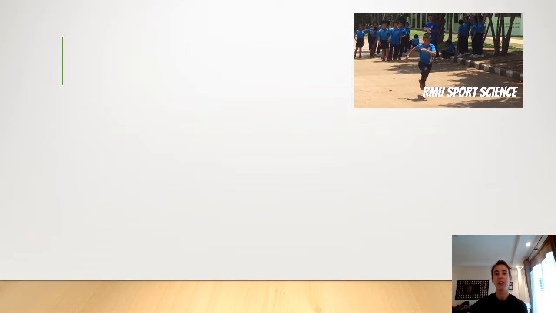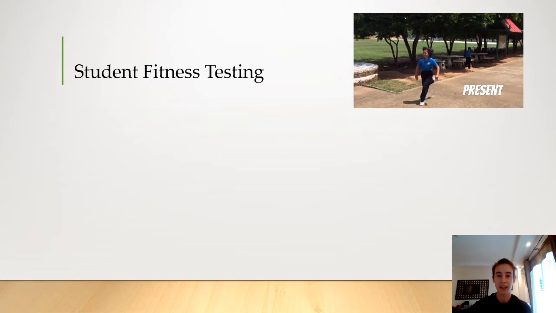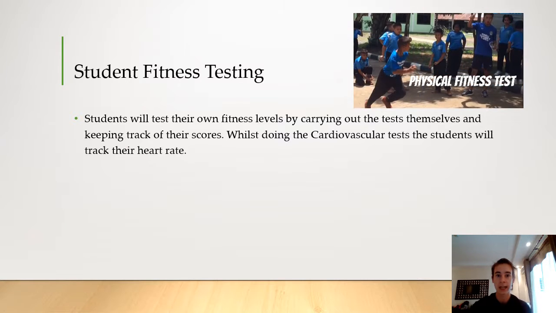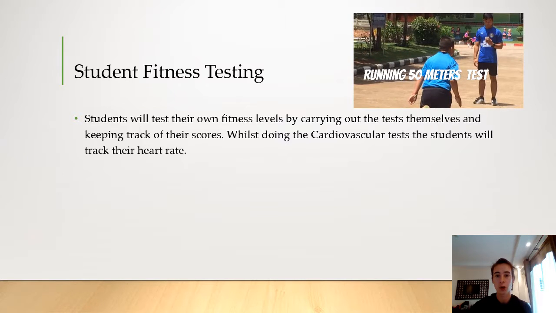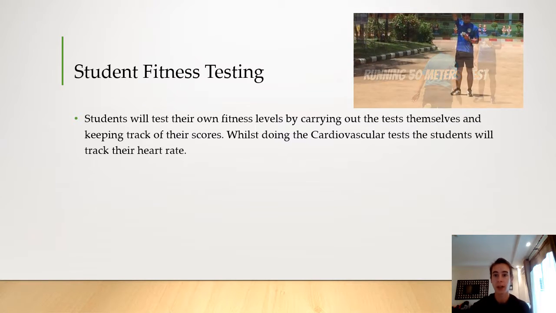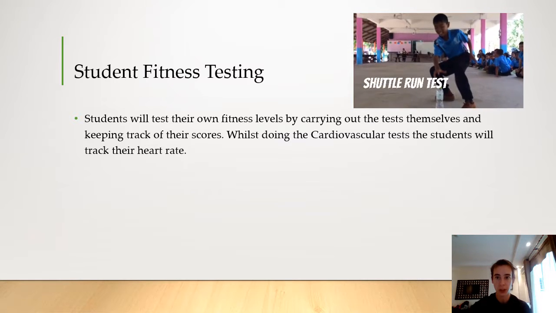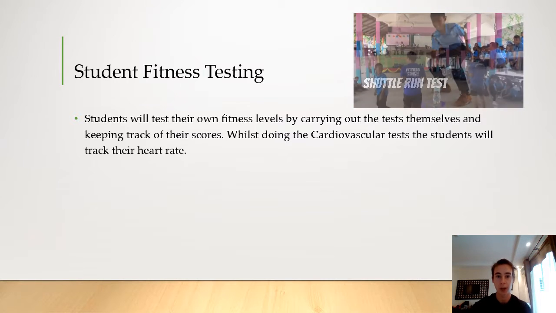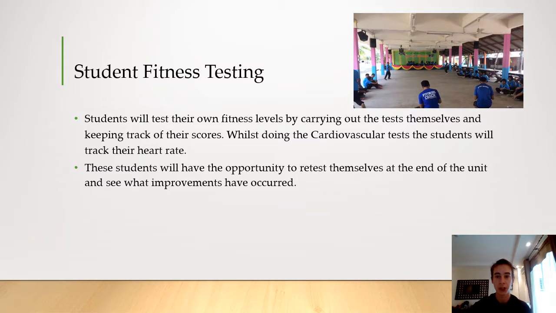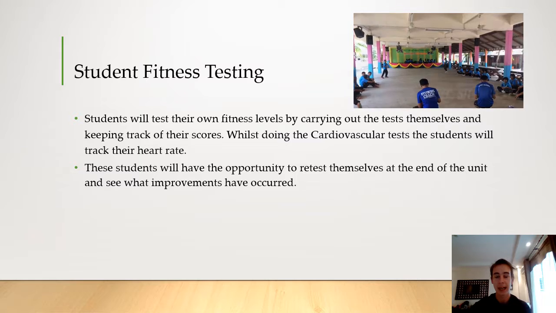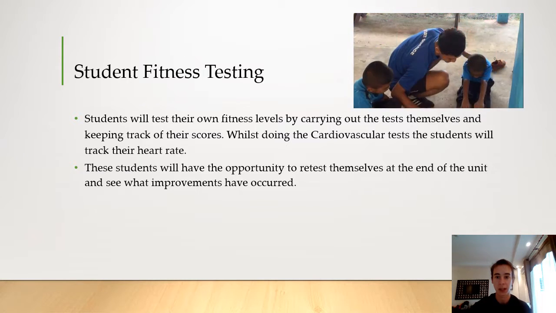So this would be the first thing we would do with the students. We would actually test all of their fitness skills. So the students will test their levels by doing the different types of tests, and they will track their results. Whilst doing the cardiovascular tests, the students will track their heart rate, so they can see how this goes up. And the students will then actually have the opportunity to retest themselves at the end of the unit, so they can see, hopefully they will all have improvements in certain areas.